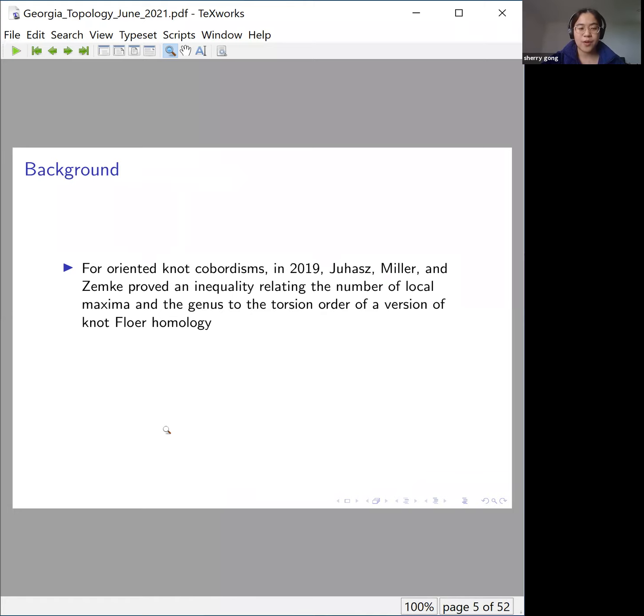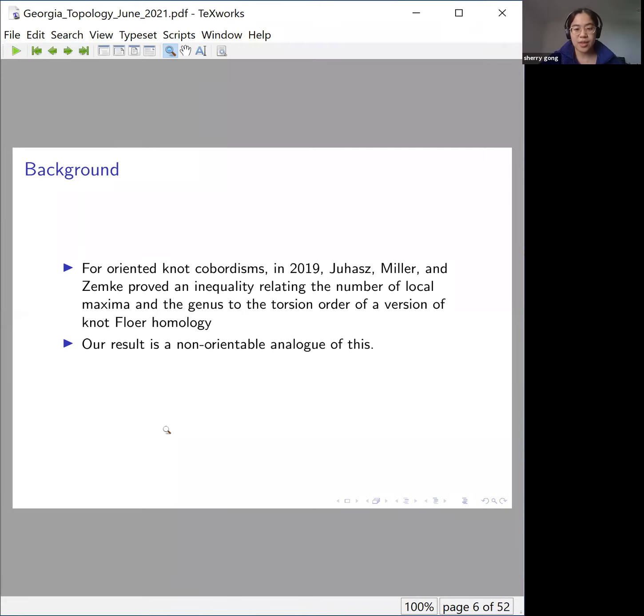For oriented knot cobordisms, Juhasz, Miller, and Zemke proved an inequality relating the number of local maxima and the genus of a cobordism between two knots to the torsion order of a version of knot Floer homology, and that's for orientable cobordisms. Our result is basically just a non-orientable analog of this. So we're just doing the same things as what they did, but with non-orientable cobordisms.